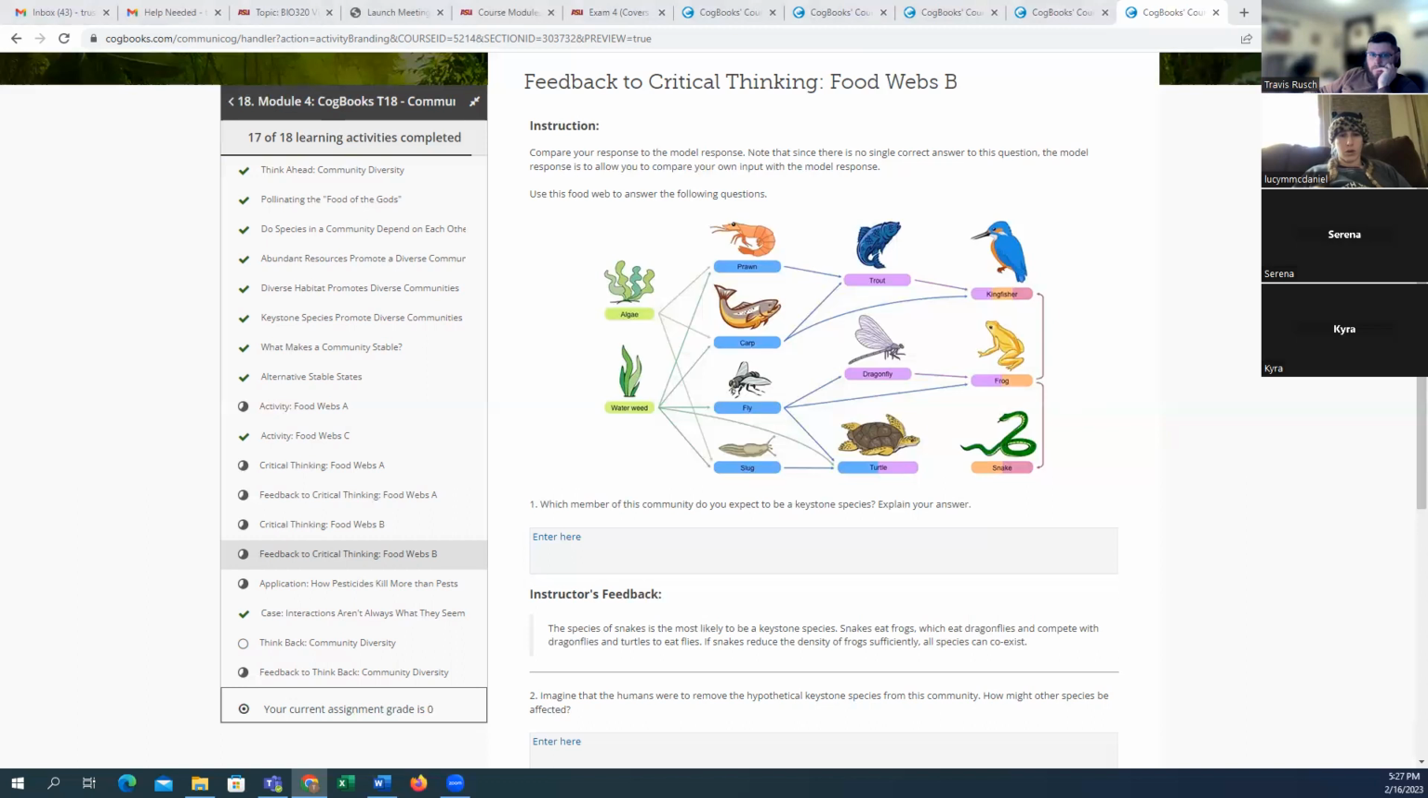So could you maybe come up with one? Because I think all of the examples had the top predator in the ecosystem be the keystone species. The killer whales are the top predator, wolves in Yellowstone were the top predator, and in this one the snakes are one of the top three. Is there an argument for one of the lower ones?